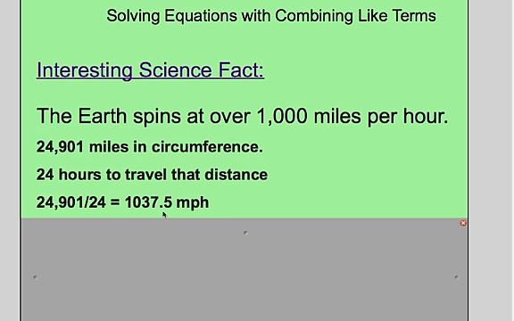That is pretty darn fast. And you can't even feel it. That's the thing that is remarkable. We're doing it every second of every day. We are spinning at this speed, and we can't feel it at all.